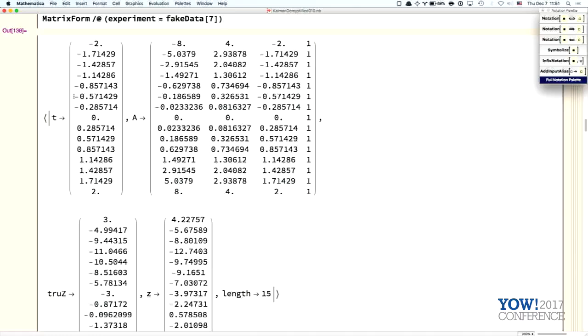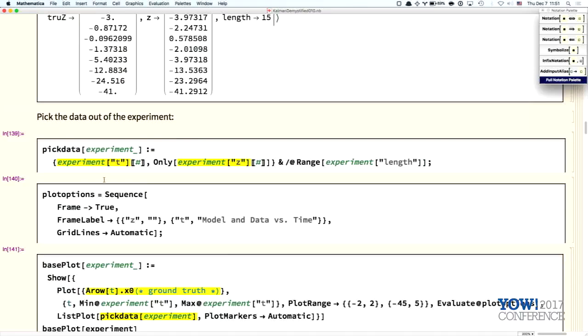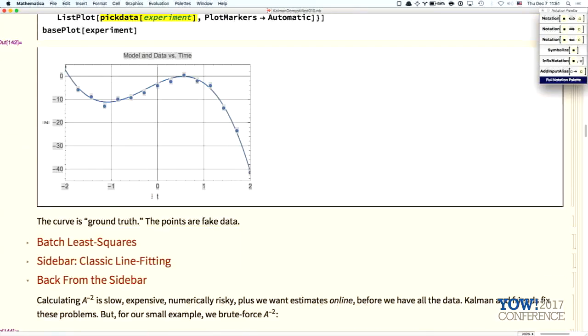Here's the true z, which I calculate from the ground truth. And here are the z, which are my simulated observations. I just add some noise to make that a column of z. I'm first going to do a Kalman filter on this, and pretend I don't know the coefficients of the polynomial and try to find out what they are. But first, let's plot them.